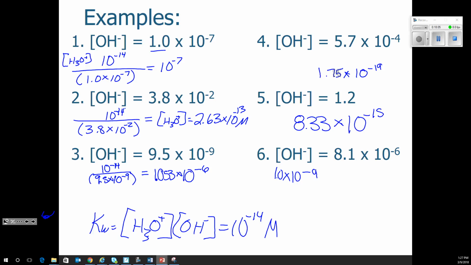Okay, let's go ahead and check them. On number 3, if you agree with what's up there, thumbs up. What does it say? 1.053 times 10 to the minus 6. Okay, if you agree with number 4, 1.75 times 10 to the minus 19. That's not right. Why would it not be right?